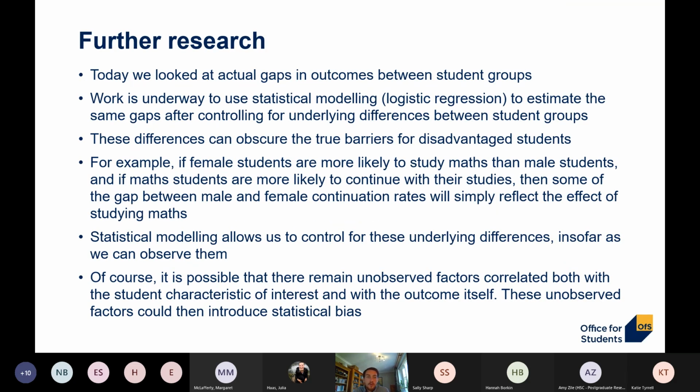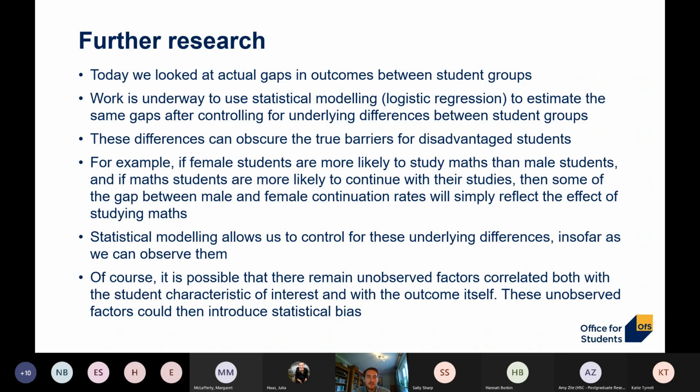And just before I open up to any questions, I want to talk a little bit about further research that the Office for Students is planning in this area. So today we looked at actual observed gaps in outcomes between different groups of students. We have in the past, and we are continuing to look into using statistical modelling, so logistic regression in this case, to estimate the same gaps, but after controlling for other underlying differences between student groups.